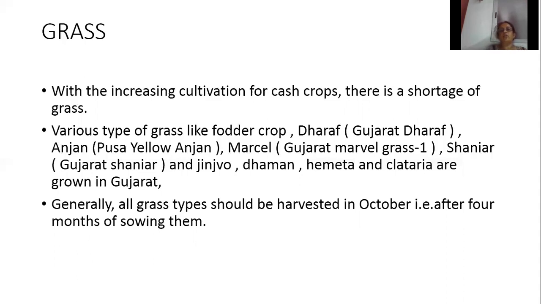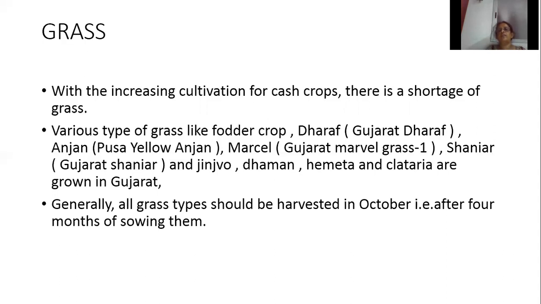Which are the fodder crops grown in Gujarat? Daraf, anjan, marsa, shaniyar, jinjovo, daman, hemeta, and clarita are grown in Gujarat. Generally, all grass types should be harvested in October, that is after 4 months of sowing them. So they are harvesting, cutting the grass in October, in the month of October, means after 4 months of sowing them.